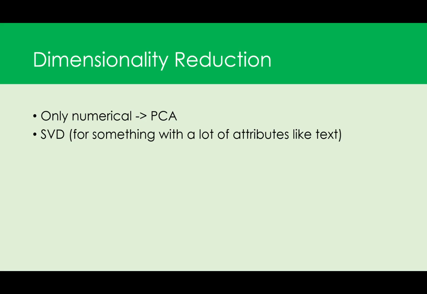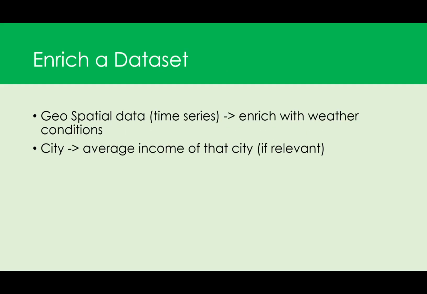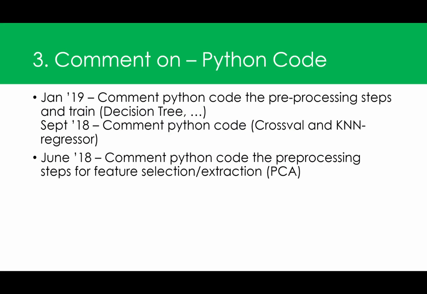Then the dimensionality reduction techniques are PCA and SVD. PCA works only with numerical data, while SVD is good for lots of attributes like text. Then in some questions they also ask about enriching a dataset, and a smart thing I thought of was, if we have a city, we can use the average income of that city if it's useful, or if we have a column with geospatial data like time series, we can enrich with weather conditions.